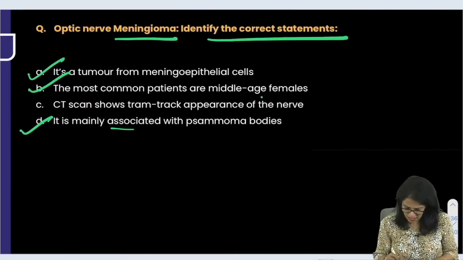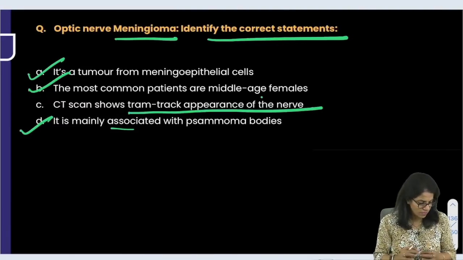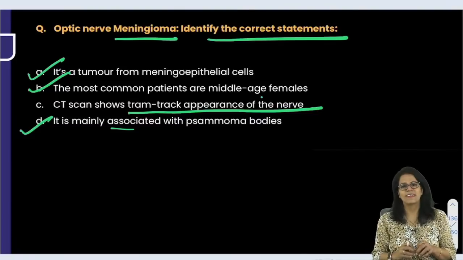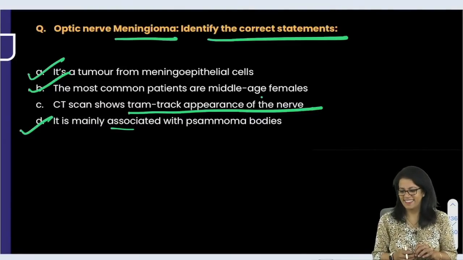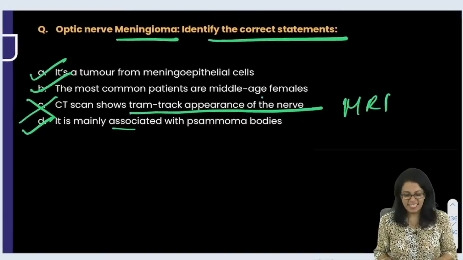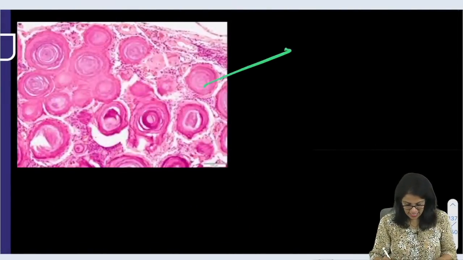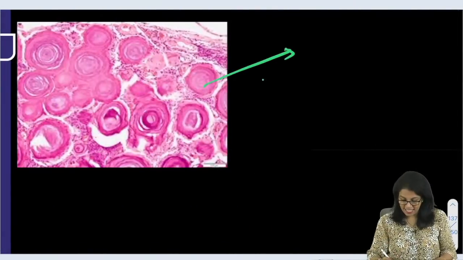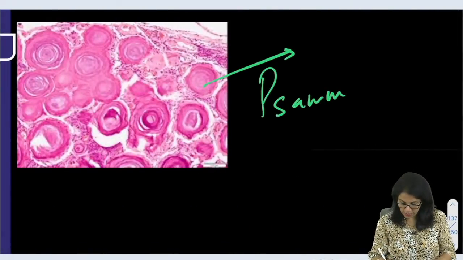Is this wrong? CT scan shows tram-track appearance of the nerve. Didn't we see tram-track appearance? Tram-track is there, we have learnt it. So, it is an MRI finding. That is why this is wrong. Okay? Let's have a look. These are the psammoma, calcified lamellar bodies. These are the psammoma bodies.